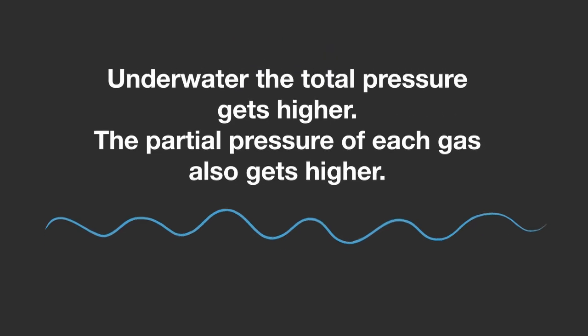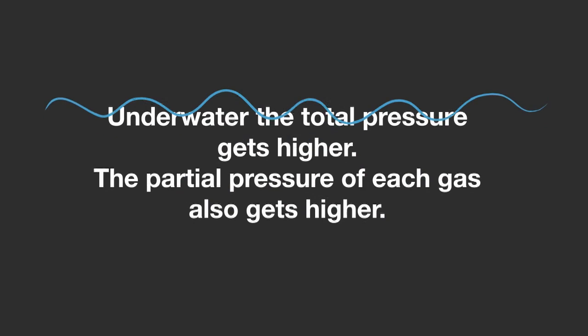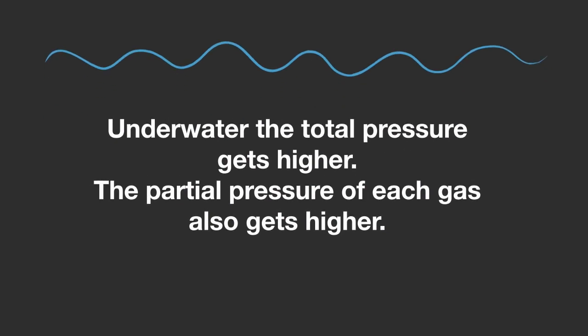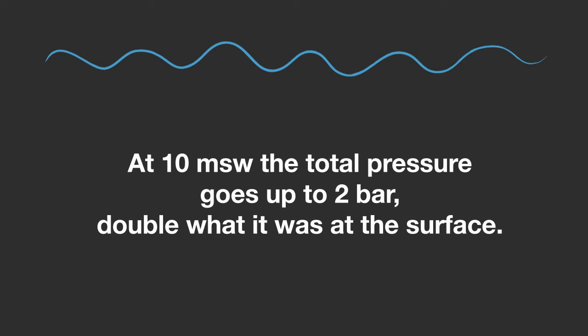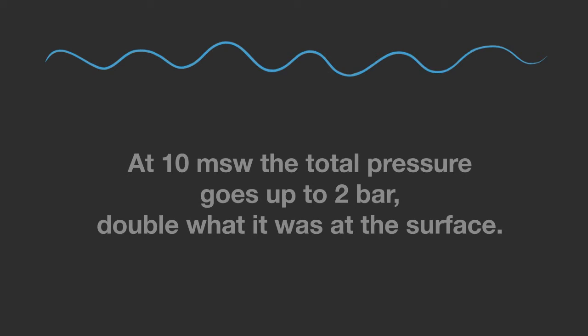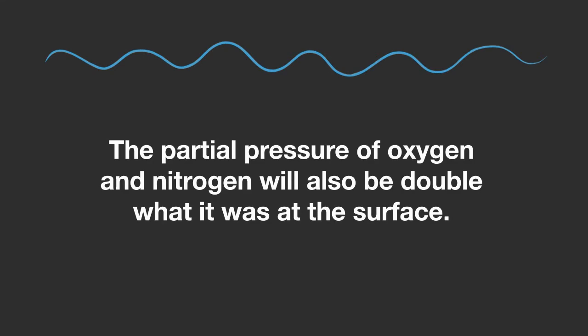When you go down in the water, the total pressure gets higher, and this means that the partial pressures of each gas also get higher. For example, if you go down to 10 meters of seawater, the total pressure of air you are breathing goes up to 2 bar, double of what it was at the surface. This means that the partial pressure of oxygen and nitrogen will also be double of what it was at the surface.